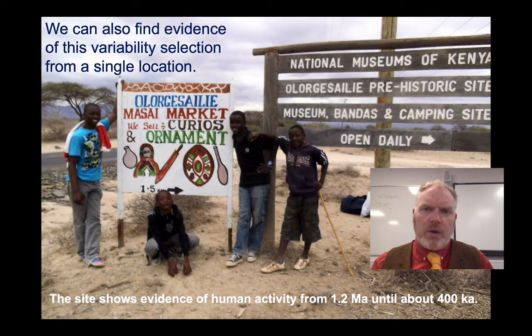If we look at one site, we can see evidence of this change. This is a very famous location in Kenya, Olorgesailie. We find evidence here in East Africa of human activity from 1.2 million years ago up to about 400,000 years ago. And it's interesting to see how the hominins have adapted to the changes that we see reflected in the geology.